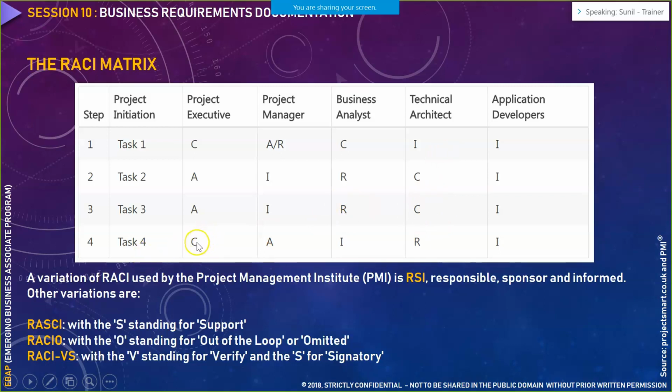Task 4 is like consulted by project executive. Project manager is being accountable. Business analyst is informed and technical architect is responsible, and your application developers are informed. So in a given task, only one accountable and only one responsible would always be there. You cannot share your accountability or responsibility. However, you can share whether you want to be informed or not.